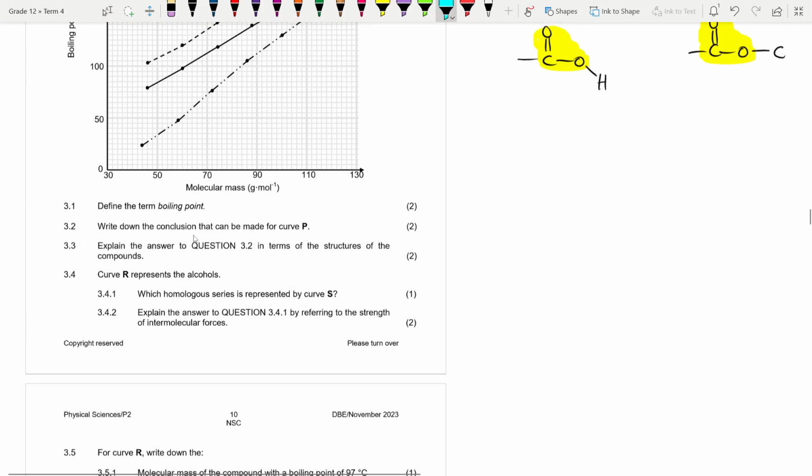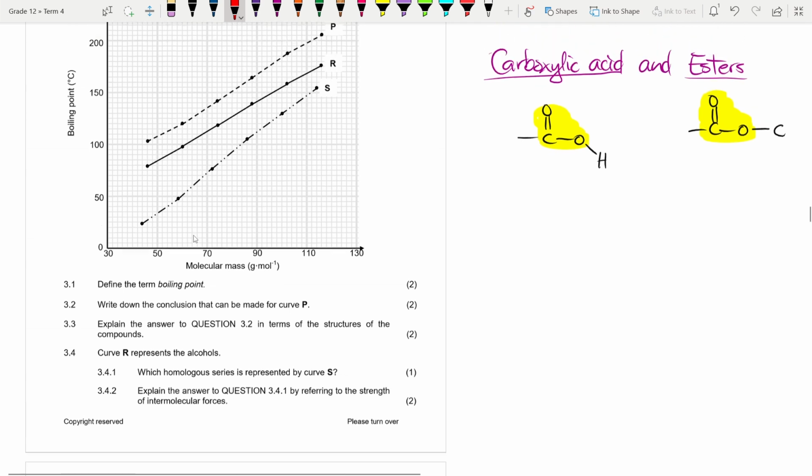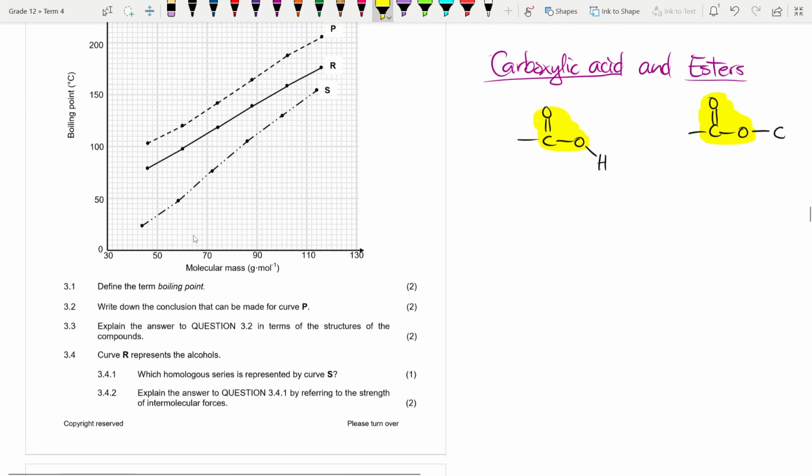Then I guess we can start here, because 3.5 also is about curve R. Curve R is for alcohols. I'll just highlight curve R. Remember that these alcohols are primary alcohols and they have straight chains.